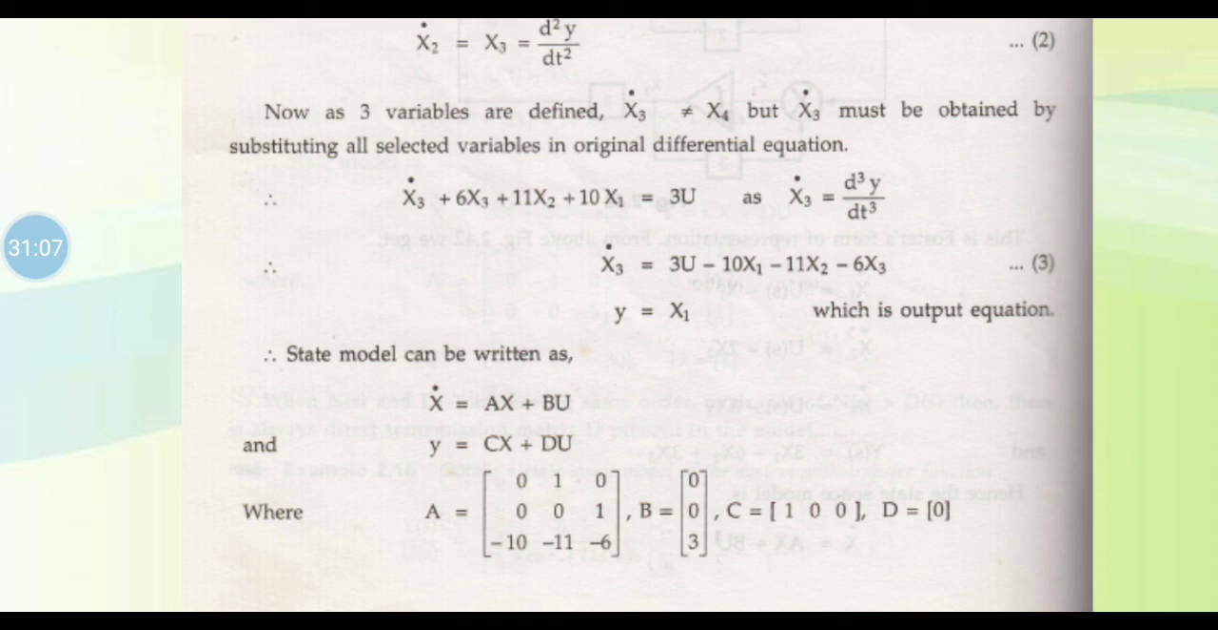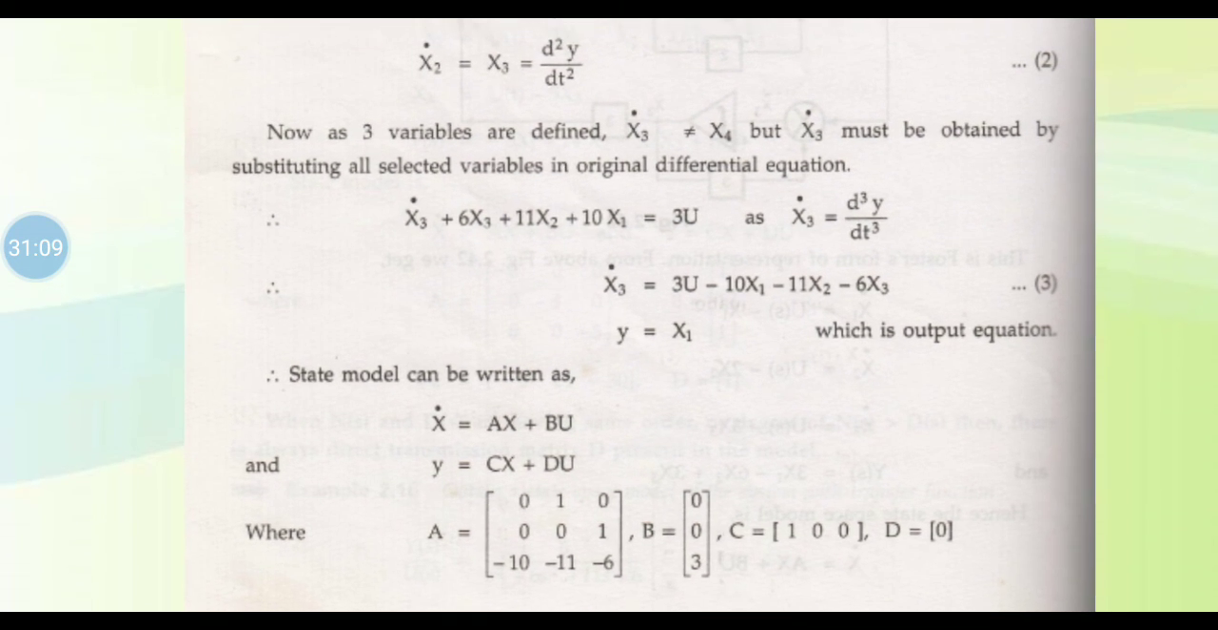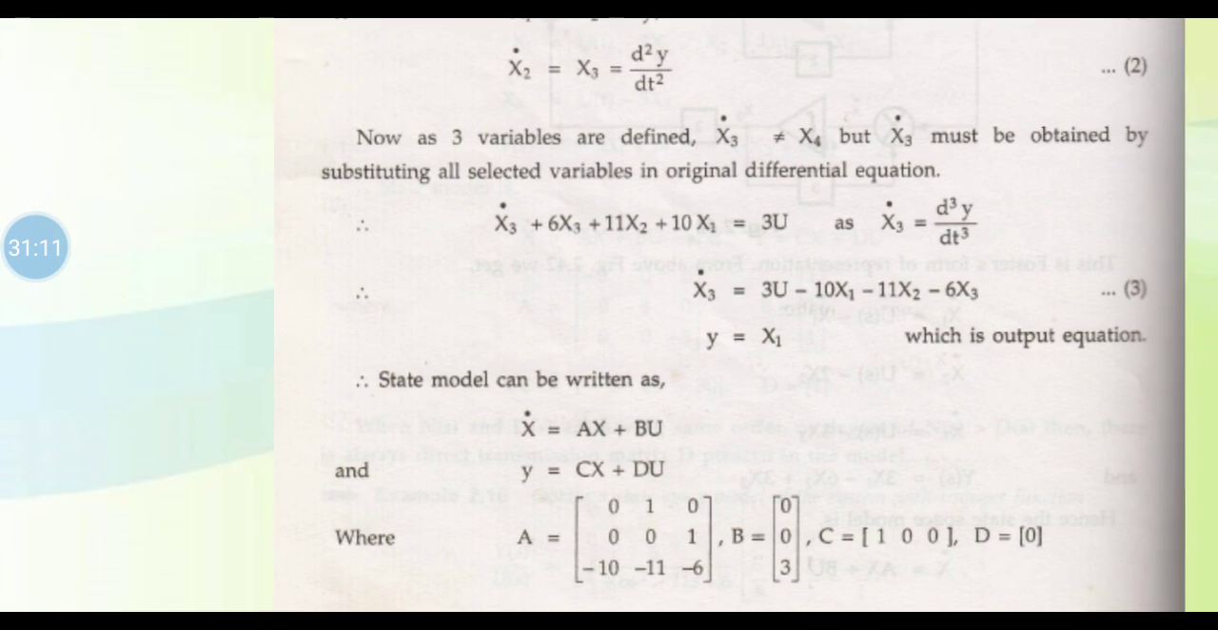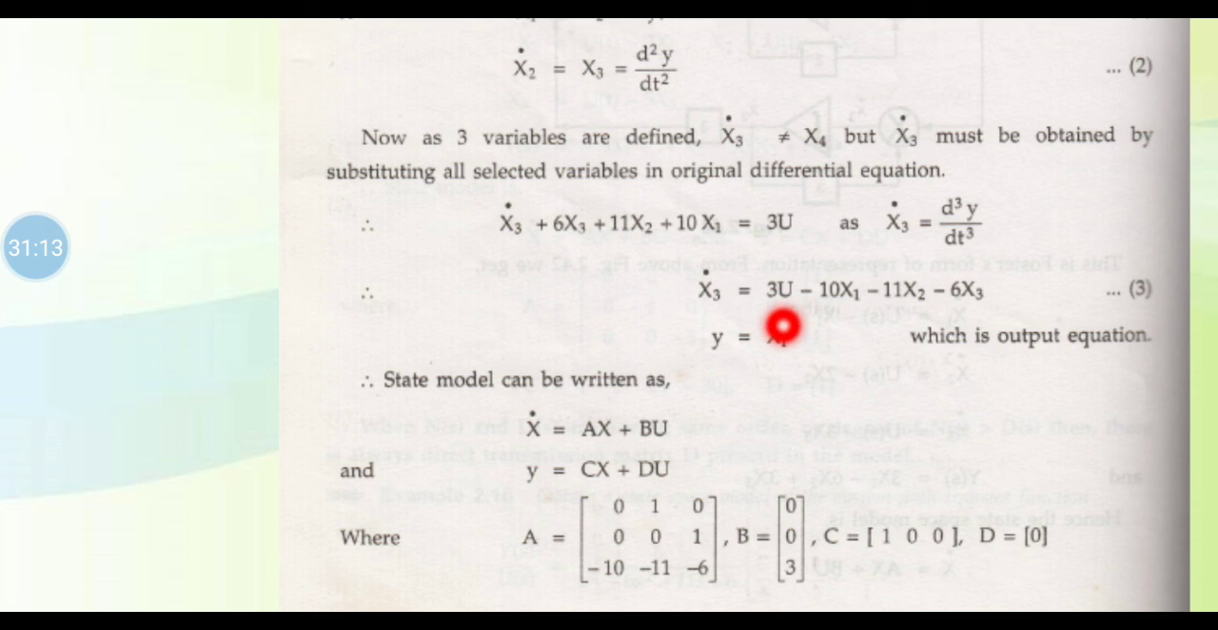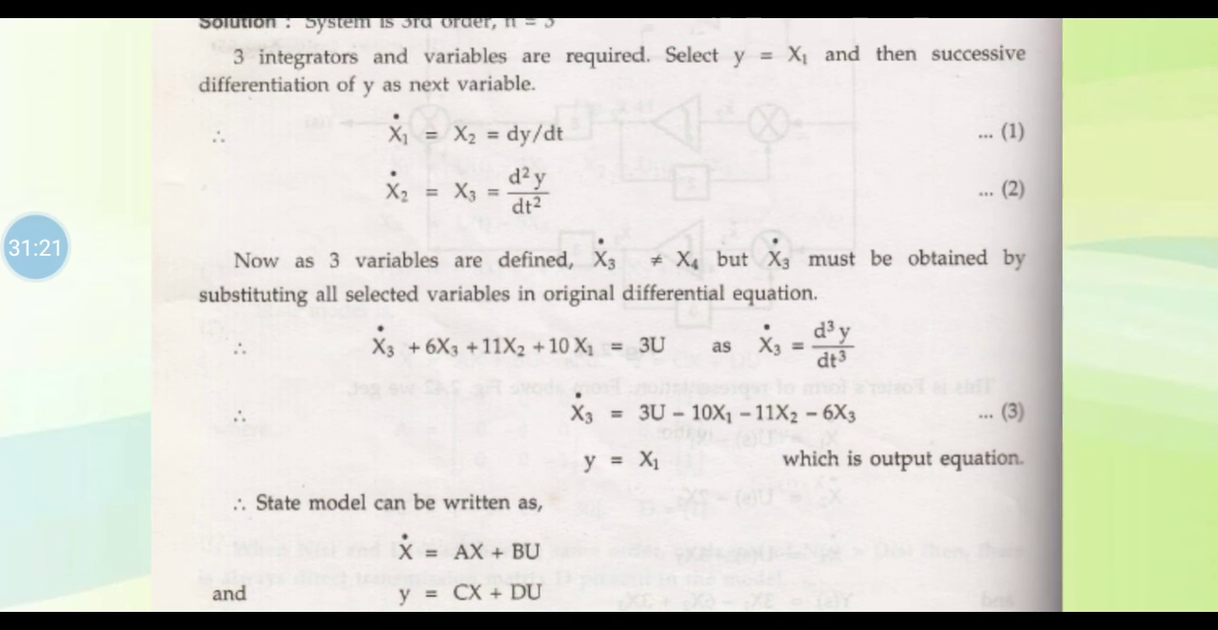For C, y is x1. Y is the output equation, x1. Due to that, C is here 1, and x2 and x3 are not there, so 0 0. D is 0. Now we have to draw the state diagram. So this is the state diagram. You have to draw the state diagram for y of t.